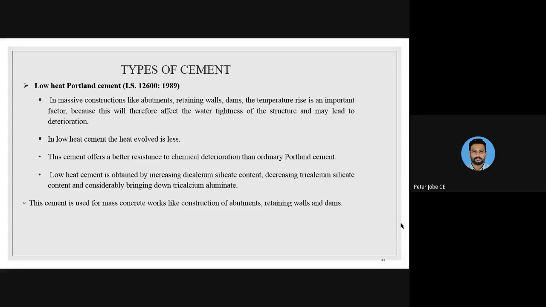It's not like a beam or a concrete wall or a concrete column or pillar, where the size is very small. In that case, the heat can escape to the surroundings very quickly. But in large or massive construction activities, where the size of the structure is very high, the heat produced in the interior regions won't be able to escape properly, and it can cause some cracks and some internal water tightness issues. That's the reason why we use low heat Portland cement for massive construction activities.